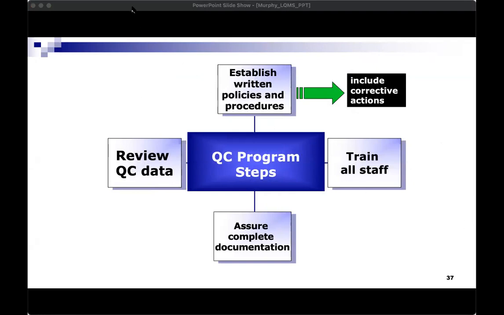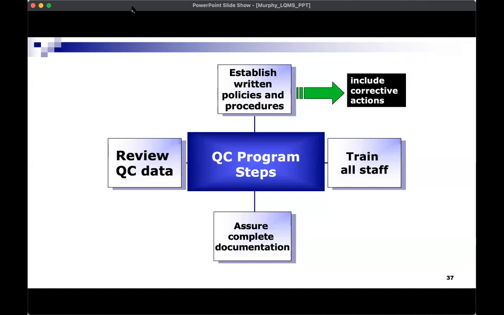Okay, so the QC steps that the lab is responsible for are to establish written policies and procedures, and this needs to include corrective actions. Again, everything needs to be standardized, and you don't want a lot of variation between individuals. So always make sure you are making these very clear and include corrective actions and the steps that need to be taken. Train all staff, assure complete documentation, and then review the QC data.